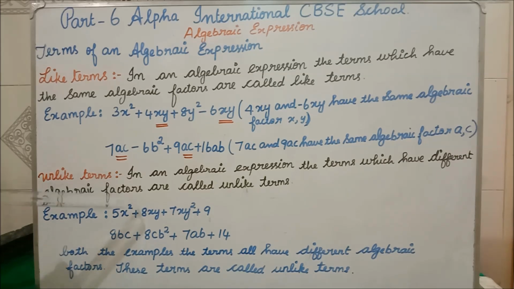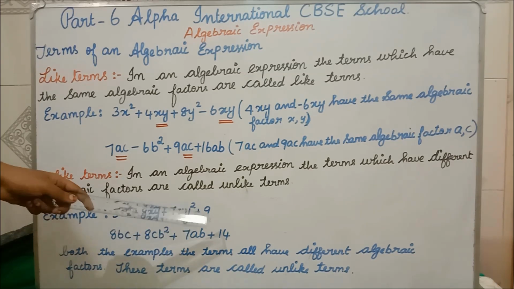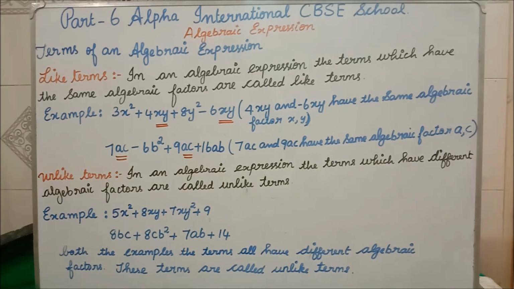In an algebraic expression, the terms which have different algebraic factors are called unlike terms. The reverse of like terms. The reverse, the opposite of like terms, is unlike terms. Clear? Example: 5x square plus 8xy plus 7xy square plus 9 we are having in the question. First you have to see 5x square. Is there any x square term anywhere? No, we are not having any other x square term. 8xy: do you see xy anywhere? We are having xy, but here xy is there, but here what we are having?